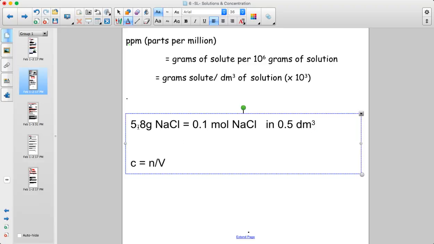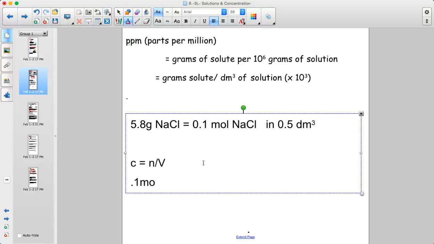All right, well, 5.8 grams is the same as 0.1 moles. So 0.1 moles divided by our volume of 0.5 dm cubed. And so 0.1 divided by a half is the same as times 2. And so we would get our concentration is 0.2 moles per dm cubed. So that would be the unit in moles per dm cubed, or in the molarity. That's by far the most common unit that you're going to see.